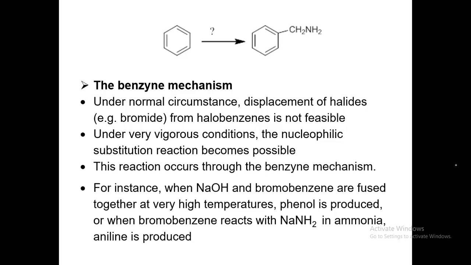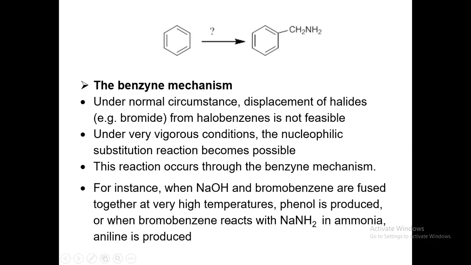For instance, when we have NaOH and bromobenzene fused together. Now, if you talk about them being fused, it means we melt them together. So we're not talking about aqueous solution. That's why we're talking about very rigorous conditions. We melt them at very high temperature. Now, when you do this, you produce phenol. So what happens is that the bromine will be removed and the OH will be substituted. That is very rigorous, right?